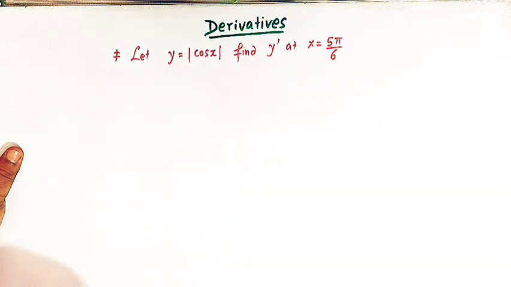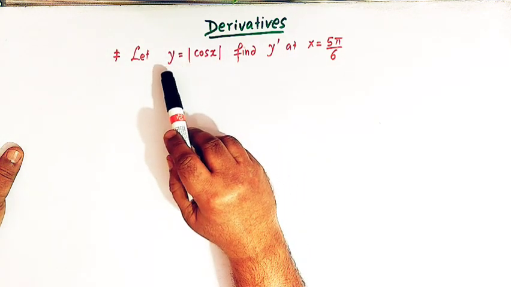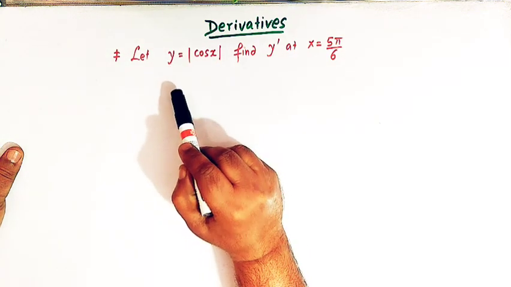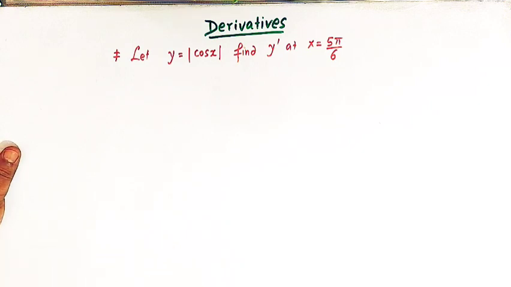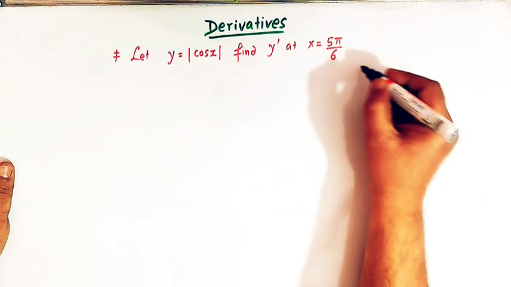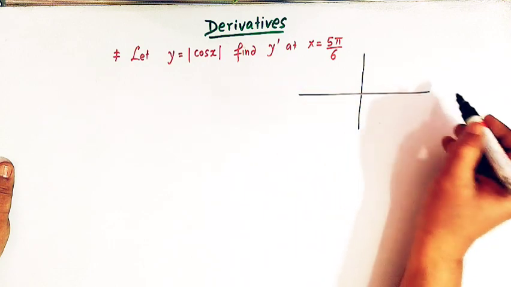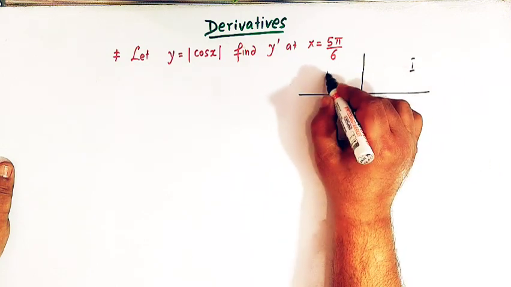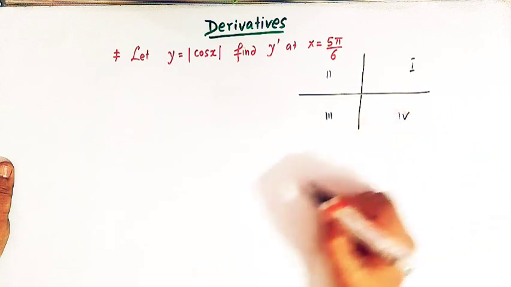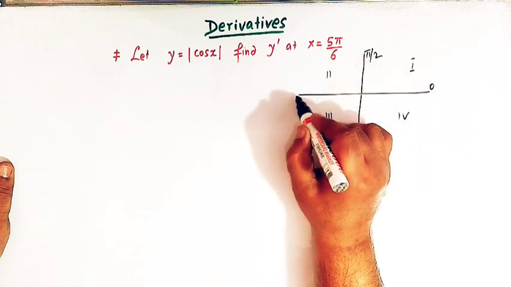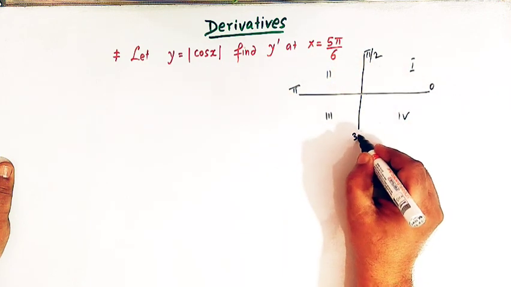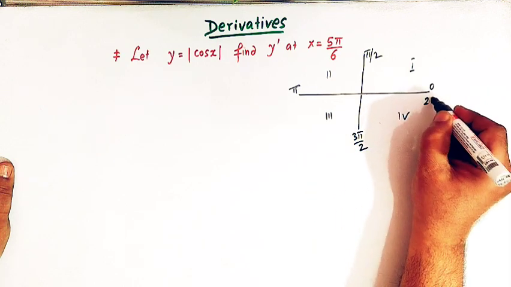So let us see how we can find out the derivative of y with respect to x by using the concept of mod function and the sign convention of trigonometric functions in the four quadrants. So let us start. When we have these four quadrants, this is the first one, this is the second one, this is third, and this is fourth. And here we have 0 degrees, here we have pi by 2, here we have pi, here we have 3 pi by 2, and here we have 2 pi.